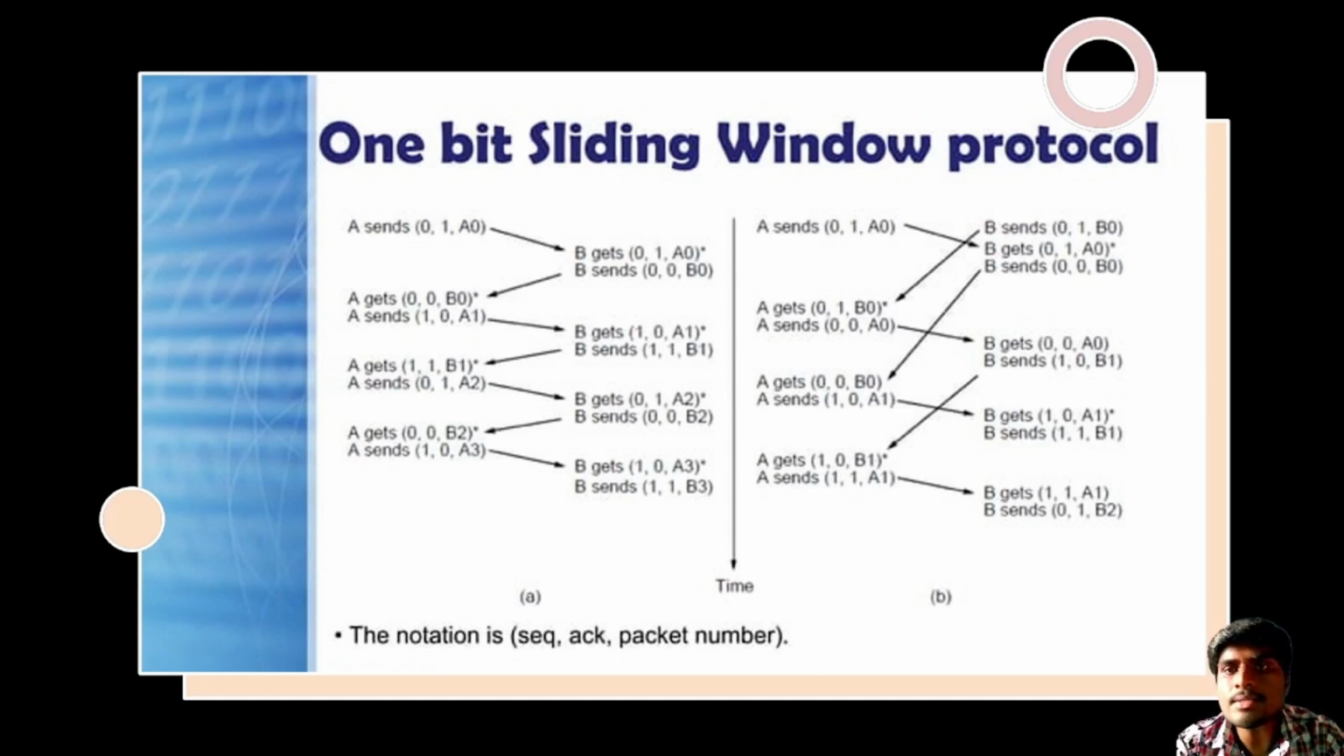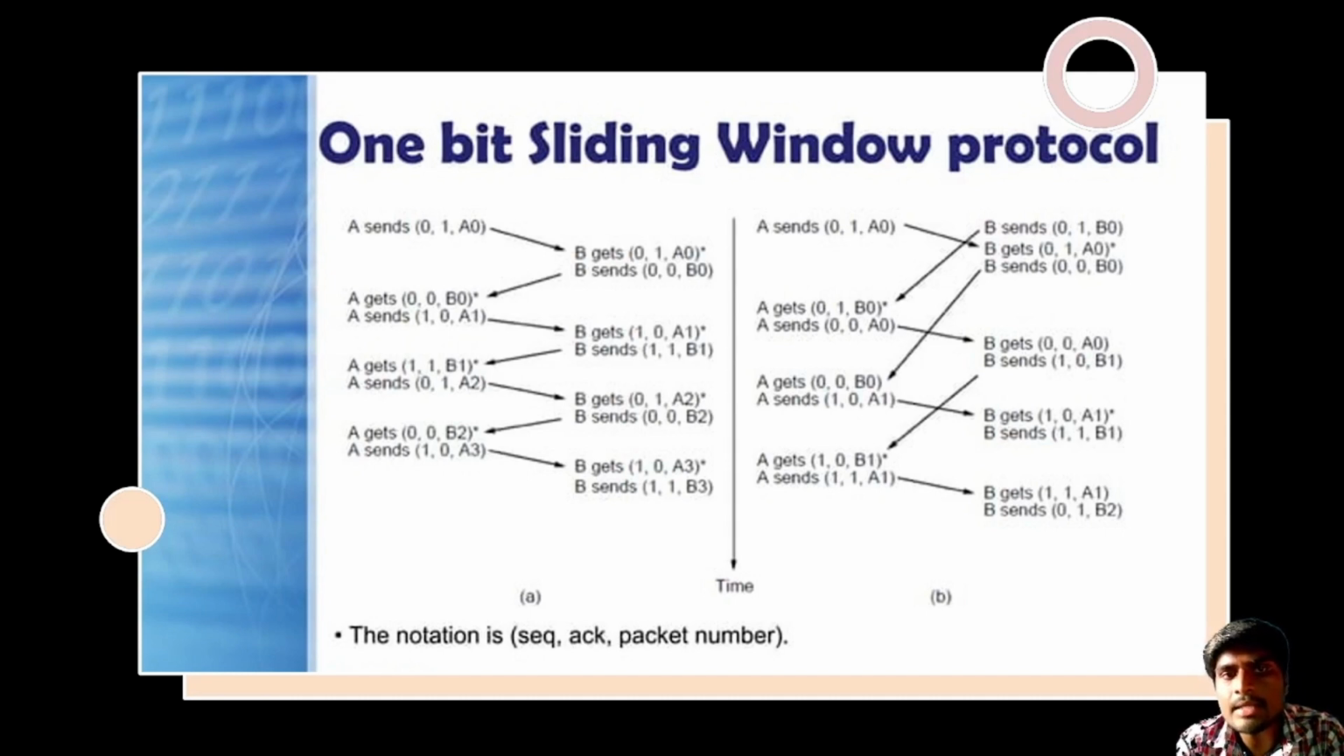1 bit sliding window protocol. Here we acknowledge that if A sends 0, 1, A0, it is acknowledged by B. Taking this as a reference, B gets the frame from A with index 0 and address A0. The index is incremented, and B sends an acknowledgement to A, that gets A 0 comma 0 comma B0.